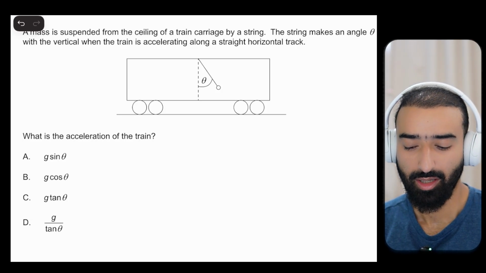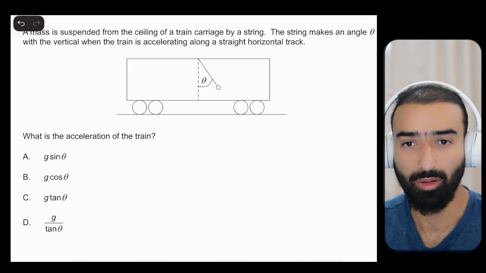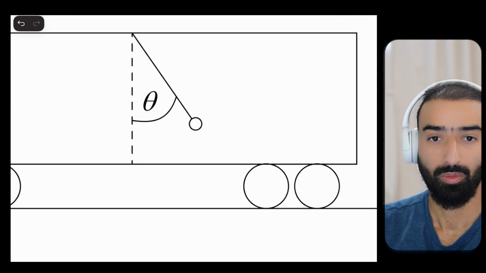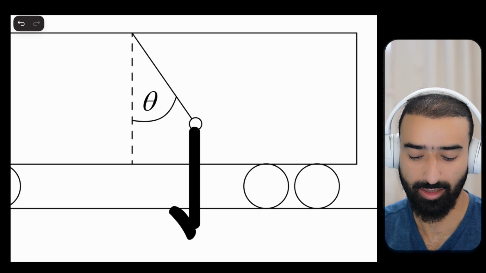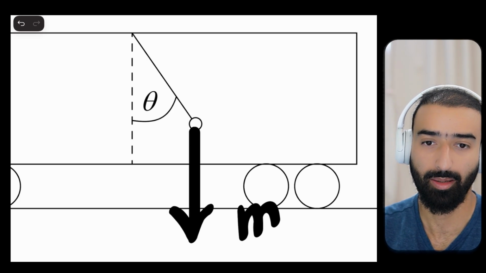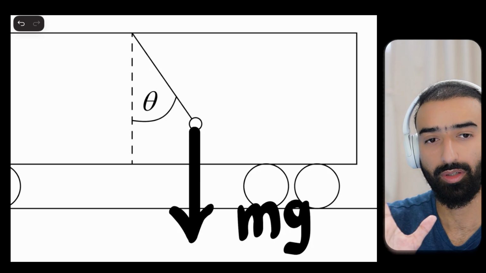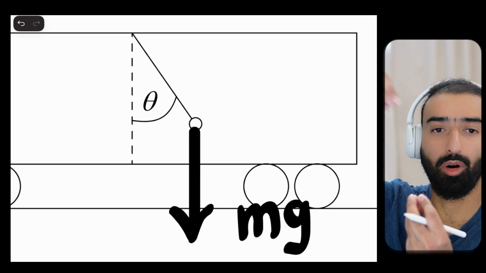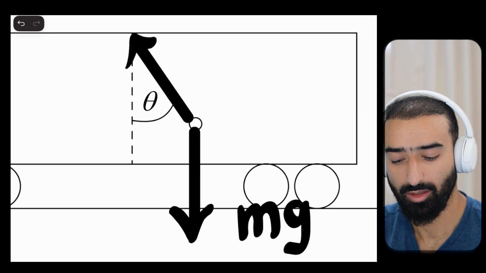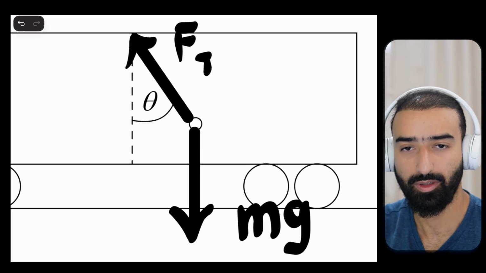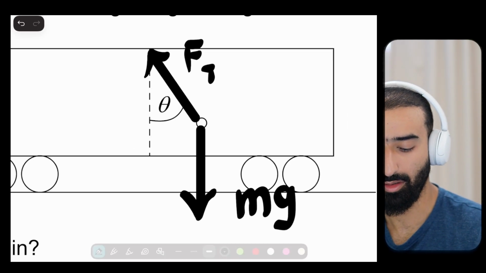Now, first of all, it's a good idea to draw the free body diagram of the pendulum. So let's do that. One of the forces is the force due to gravity. That's going to point downwards, it is equal to mg. The other force is the force of tension. The rope is pulling on the bob at an angle, so that arrow goes this way, like this, force of tension. All right? Now, these are the two forces that are acting on our system.